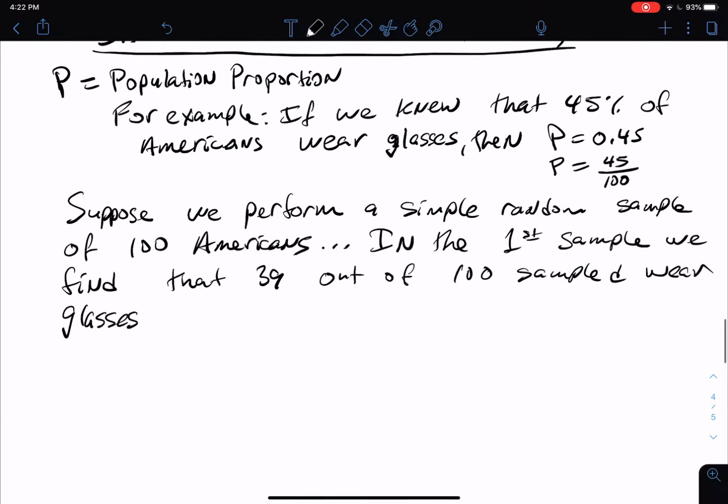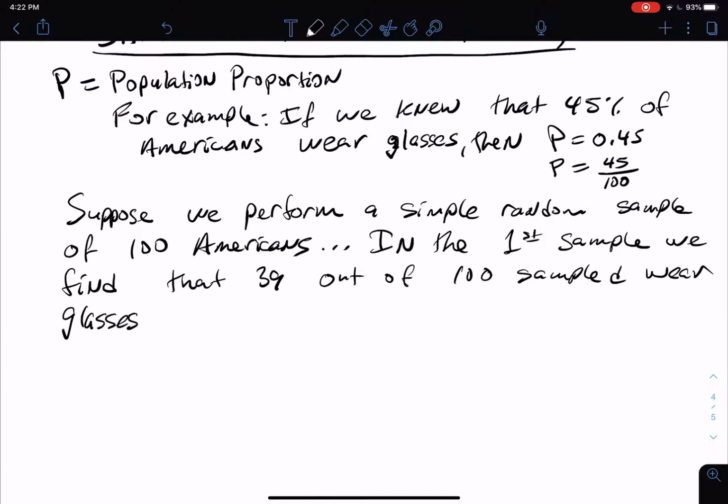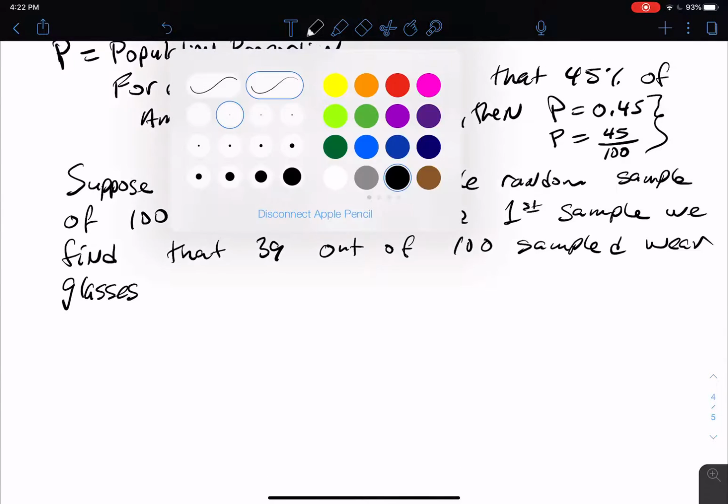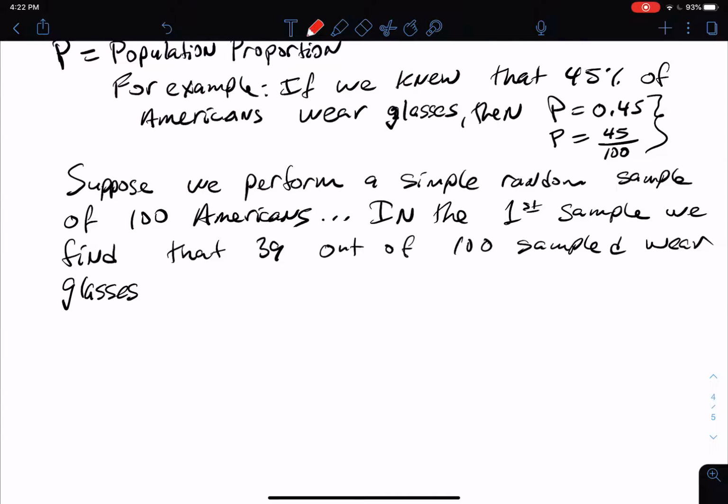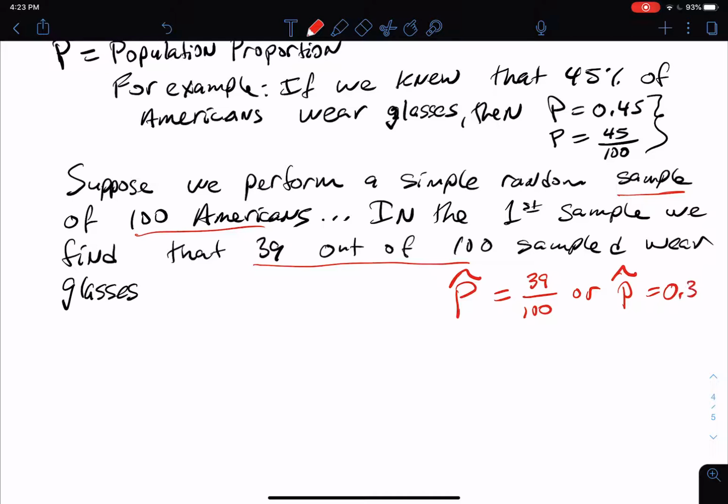So using our notation, P is our population proportion. In this case, this is a sample. Let me change colors for sample. This is a sample of 100 Americans, and 39 out of the 100 wear glasses. So we would say P hat is the proportion from the sample, or sample proportion, and that would be 39 out of 100 people wear glasses. That could be written as P hat equals 0.39.